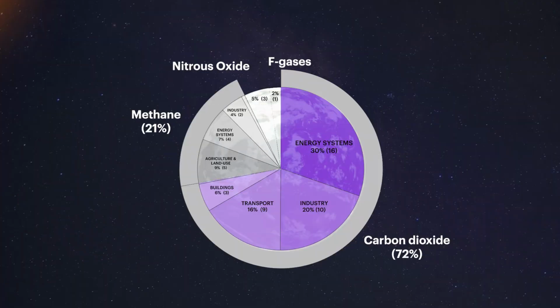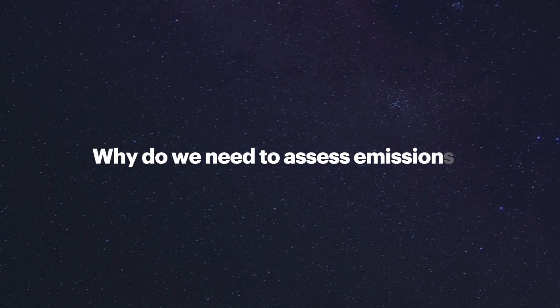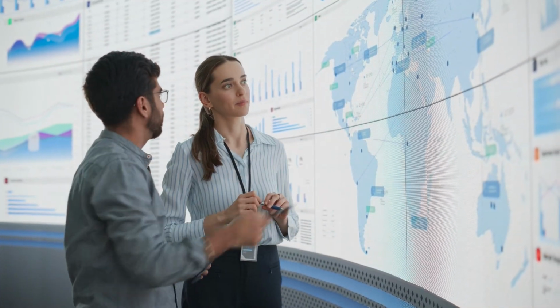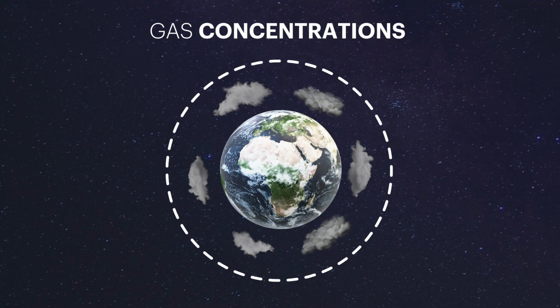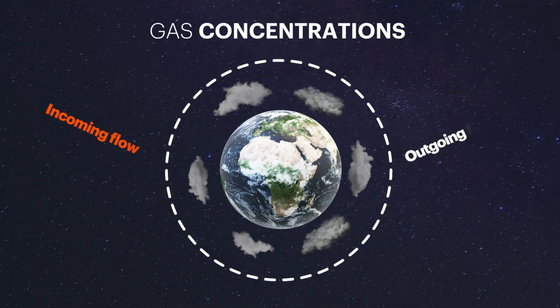Now that we understand the type of gases and where they come from, let's talk about how we measure these gases and the importance of gas lifetime in the calculations. First of all, why do we need to assess emissions? Emissions are measured to quantify the impact of GHG by estimating gas concentrations in the atmosphere and the resulting difference between the incoming and outgoing flows.